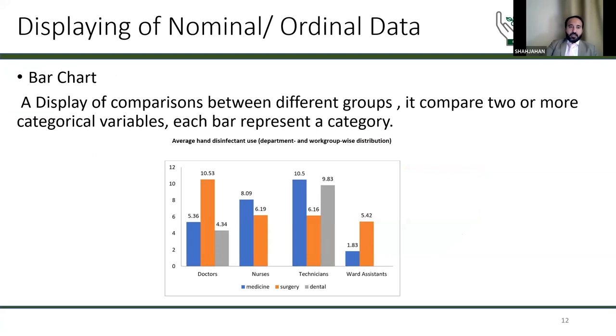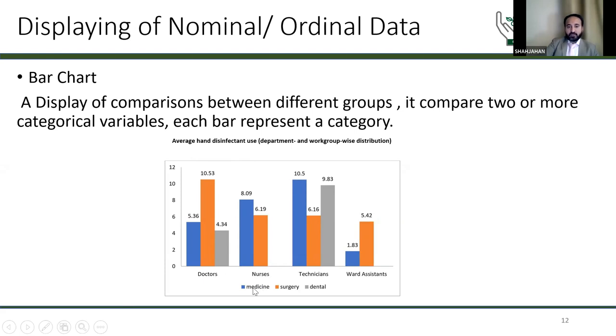The other chart is the bar chart. We use this chart when we have many different groups and we want to compare these categorical variables, and each bar represents a category. If you see in this graph, it shows the data of the average hand disinfectant used in the department. So there's data for doctors, and there's data for the nurses.